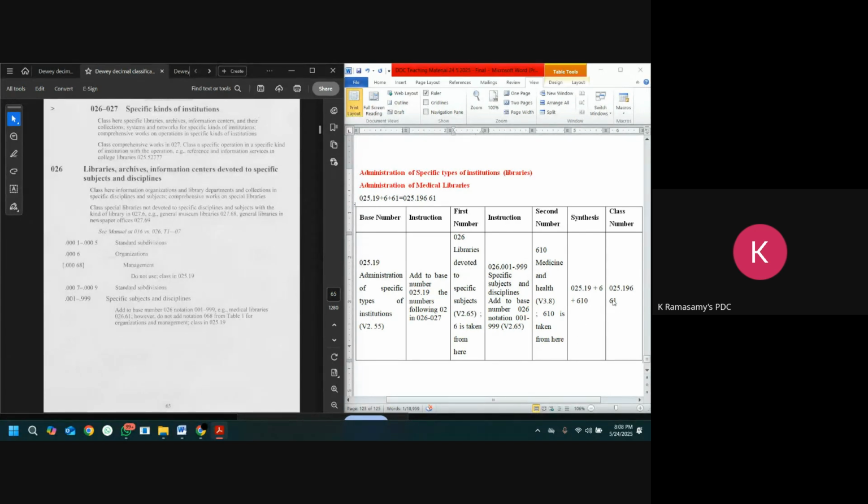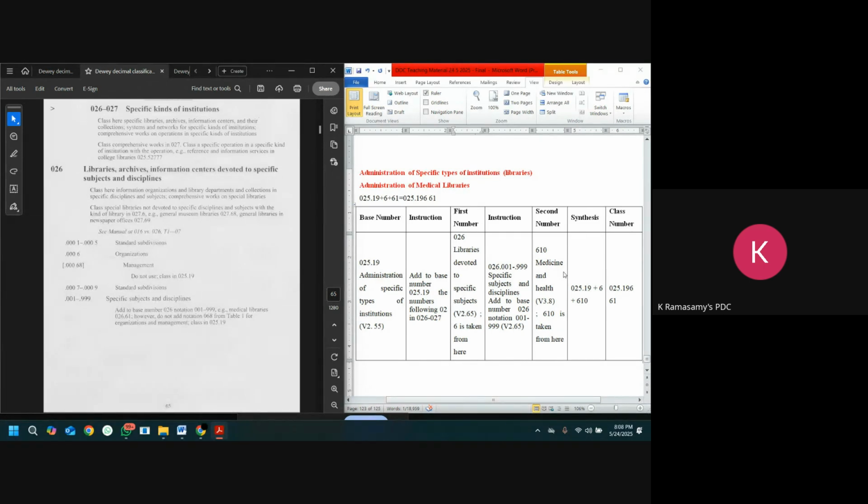So 025.19 is a base number. I have taken one number from the schedule, and 610 is another number I added. So to a given base number, two different numbers are added, and the second number which is added is based on the intersection available in the first number. So that is how it goes. It is called multiple synthesis in DDC.